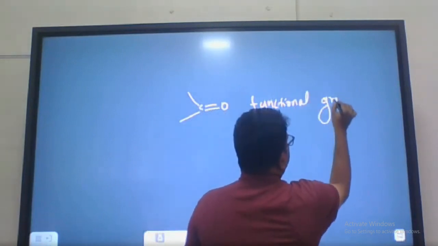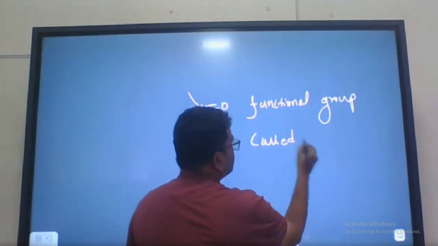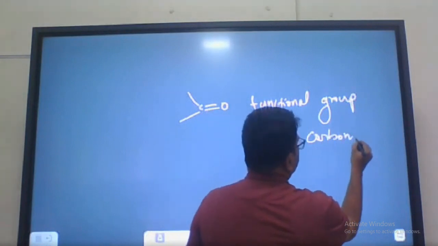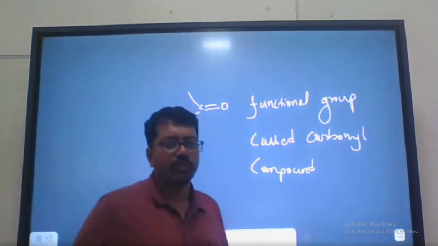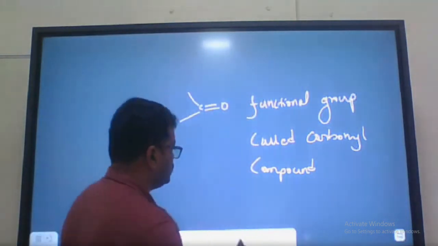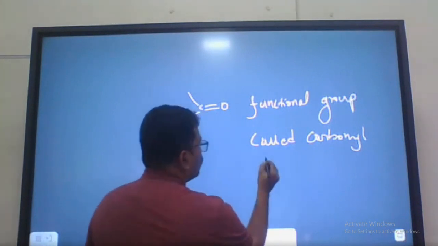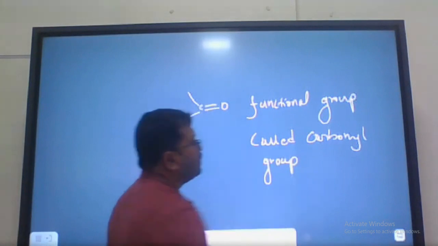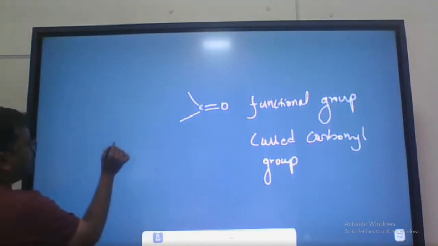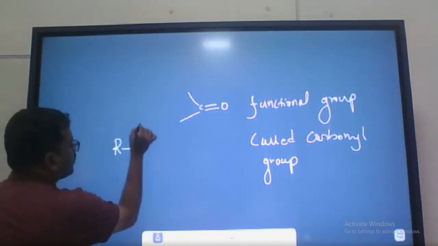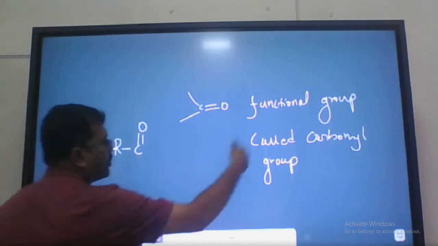Functional group called carbonyl group. So carbonyl group: the carbon oxygen double bond is called the functional group called carbonyl group.